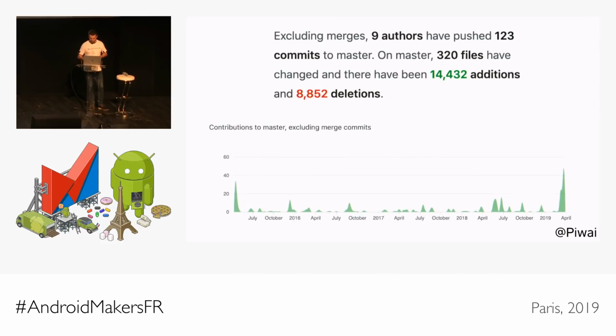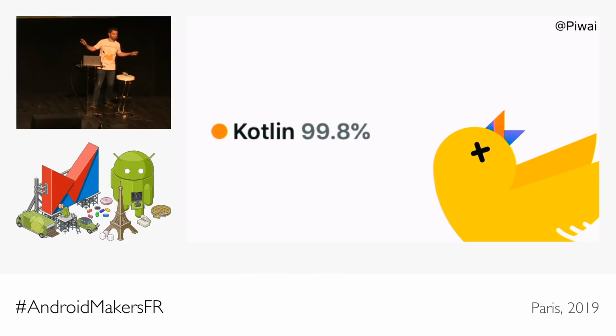More importantly, over the last month, which is kind of when most of the work happened, we had 14,000 additions and 9,000 deletions. And we all know that lines of code really are important for demonstrating work. So why are we adding 14,000 lines and removing 9,000? Well, mostly because it's full Kotlin. It was just full Java before, and everything was converted to Kotlin.